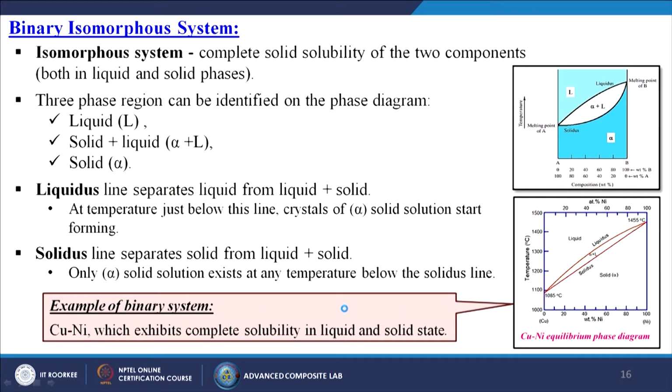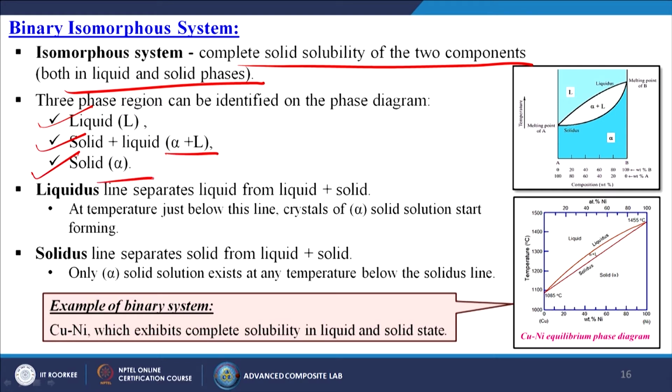Now, we are going to discuss the binary isomorphous system. In isomorphous systems, there is complete solid solubility of the two components in both the liquid and solid phases. Three phase regions can be identified on the phase diagram: the liquid, the solid plus liquid, that is alpha plus L, and the solid, that is alpha.